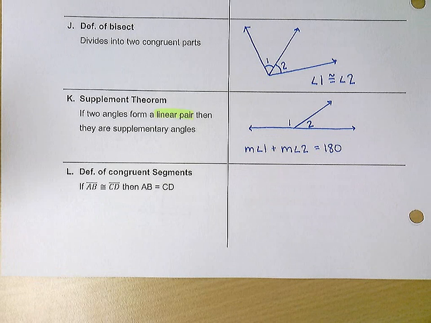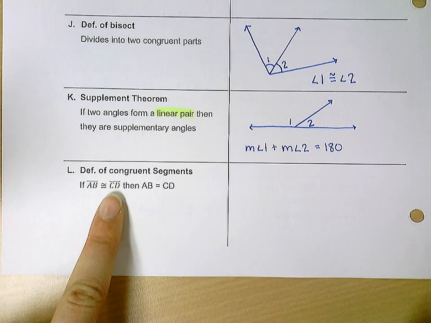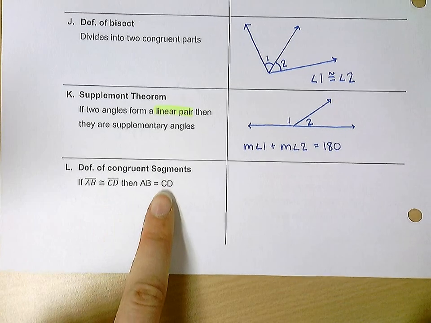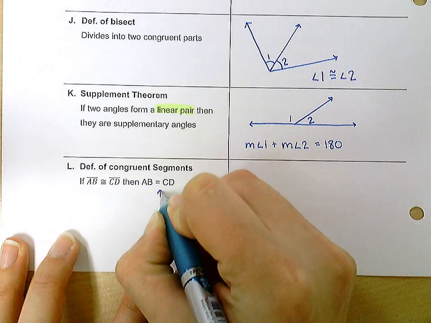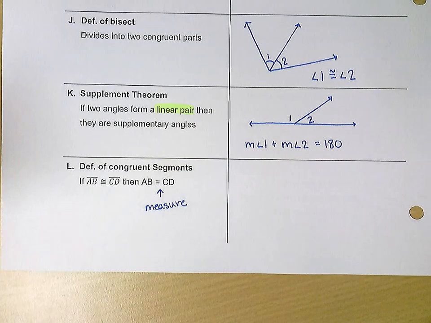Okay, last one on this page is definition of congruent segments. When we use definition of congruent segments, you are switching from congruency to equal measures and back. So if you have equal measures, you can switch to congruency. If I have segment AB congruent to segment CD, then I know AB equals CD. And again, this is the measure. It's talking about a specific measure of that segment. So if you know AB is 4, then CD would have to be 4 because they were congruent.